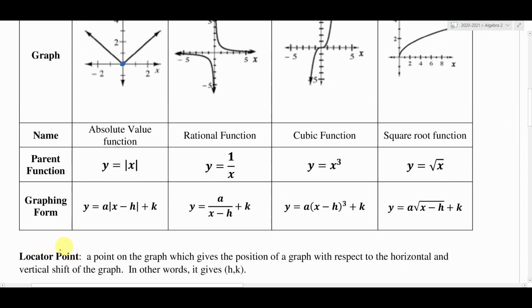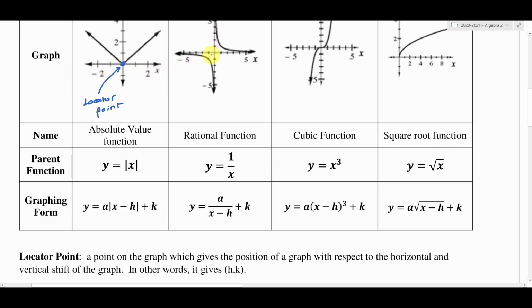Now, this next thing that we're going to talk about is what's called a locator point, and this is a point on the graph which gives the position of a graph with respect to its horizontal and vertical shift. In other words, it gives you the h and the k values, and each of these graphs up here has a locator point. I already gave you the locator point for the absolute value function. The locator point is the vertex here, or the pointy part of the V. This is called our locator point. And since these are all the most basic graphs, all of these are going to be located at (0, 0).